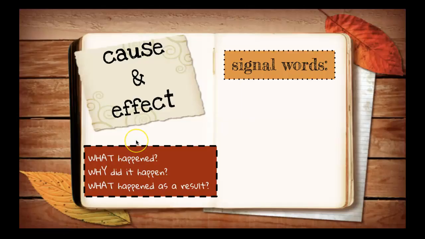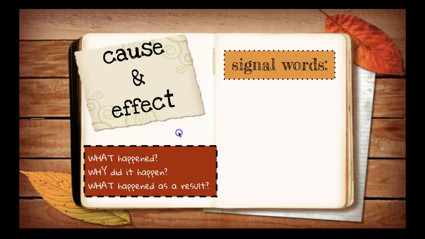The next text structure is cause and effect. When we look at cause and effects, we're looking at what happened and why it happened, and then what happened, what were the effects as a result. So when we think of like pollution, we know what pollution is. We think about, when we talk about it, why it's happening and what problems it's caused, what are the effects of it.